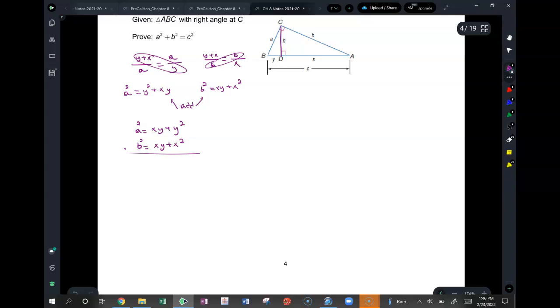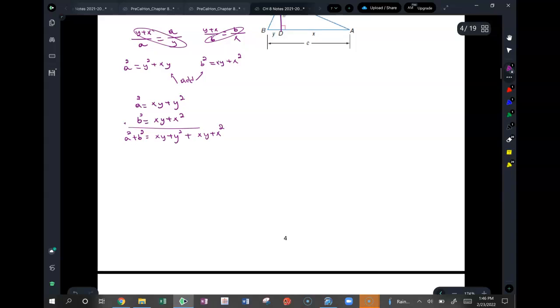When you add them, on the left side, you get A squared plus B squared. Write these down. A squared plus B squared is equal to, what do I get here? XY plus Y squared plus XY plus X squared. Don't combine them. Just write them like that for now. Okay. Now, guess what I'm going to do? So this is A squared plus B squared is equal to.